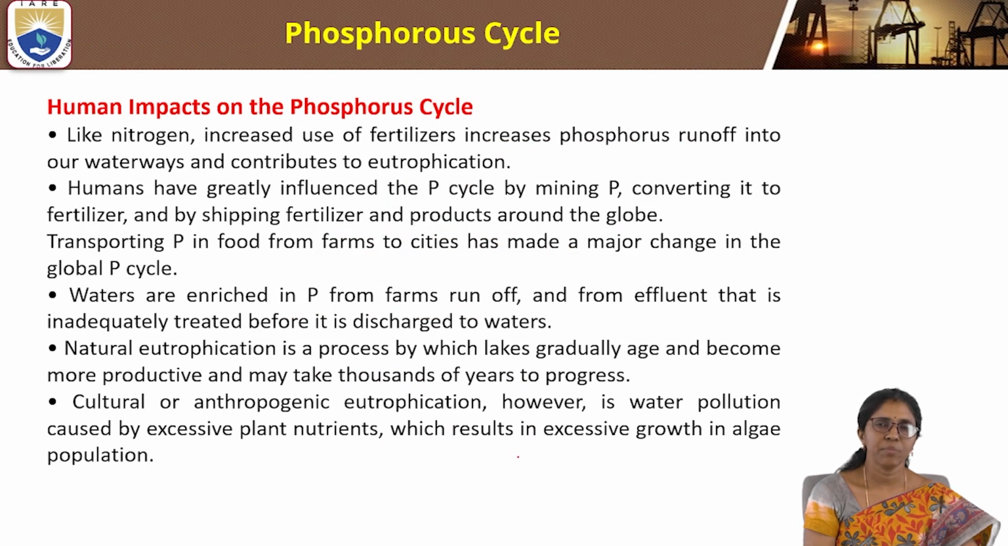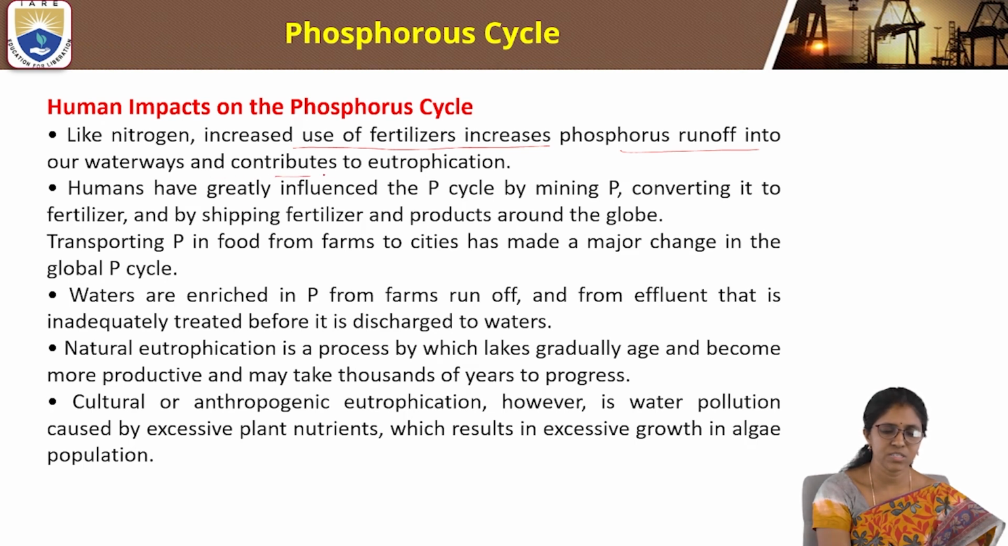So what are the human impacts on the phosphorus cycle? So like nitrogen, increased use of fertilizer increases phosphorus runoff into our waterways and contributes to eutrophication.